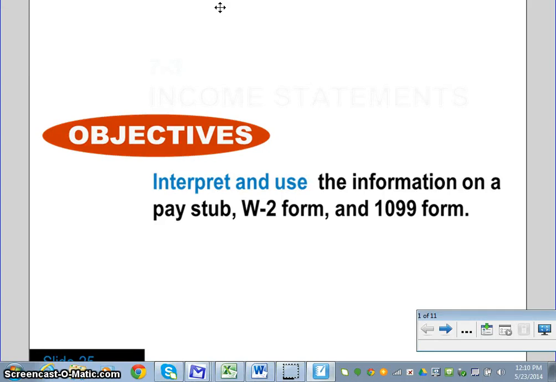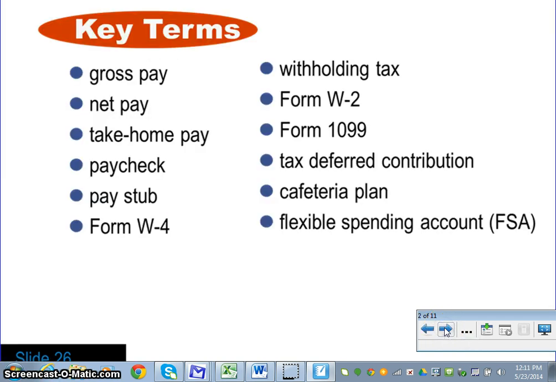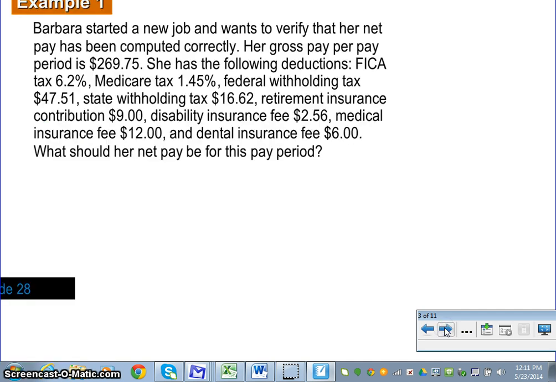Right, let's go ahead and get started with 7.3 income statements. For today's objective, we'll interpret and use the information on a pay stub, a W-2 form, and a 1099 form. There are a few vocabulary words. Hopefully you have reviewed those in the textbook. If not, please do so before we start this lesson. You can also refer back to the textbook if some of these are unclear.